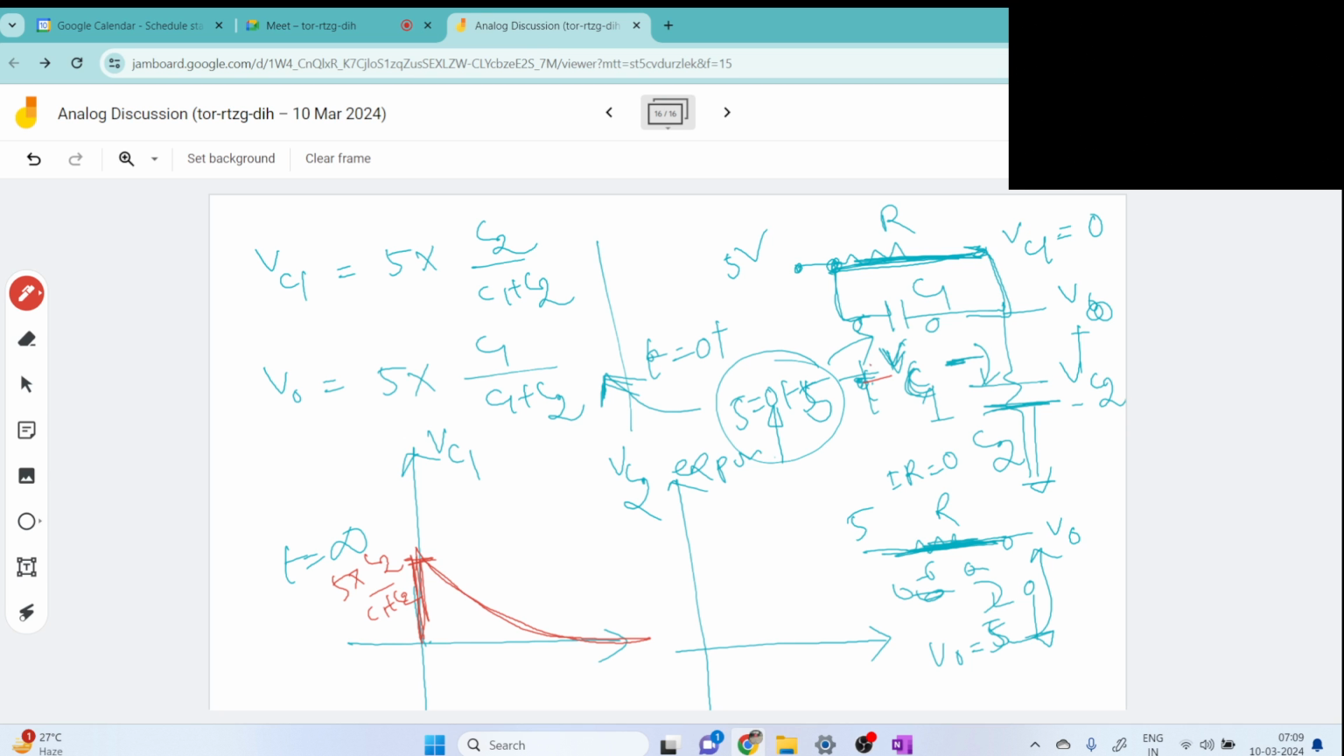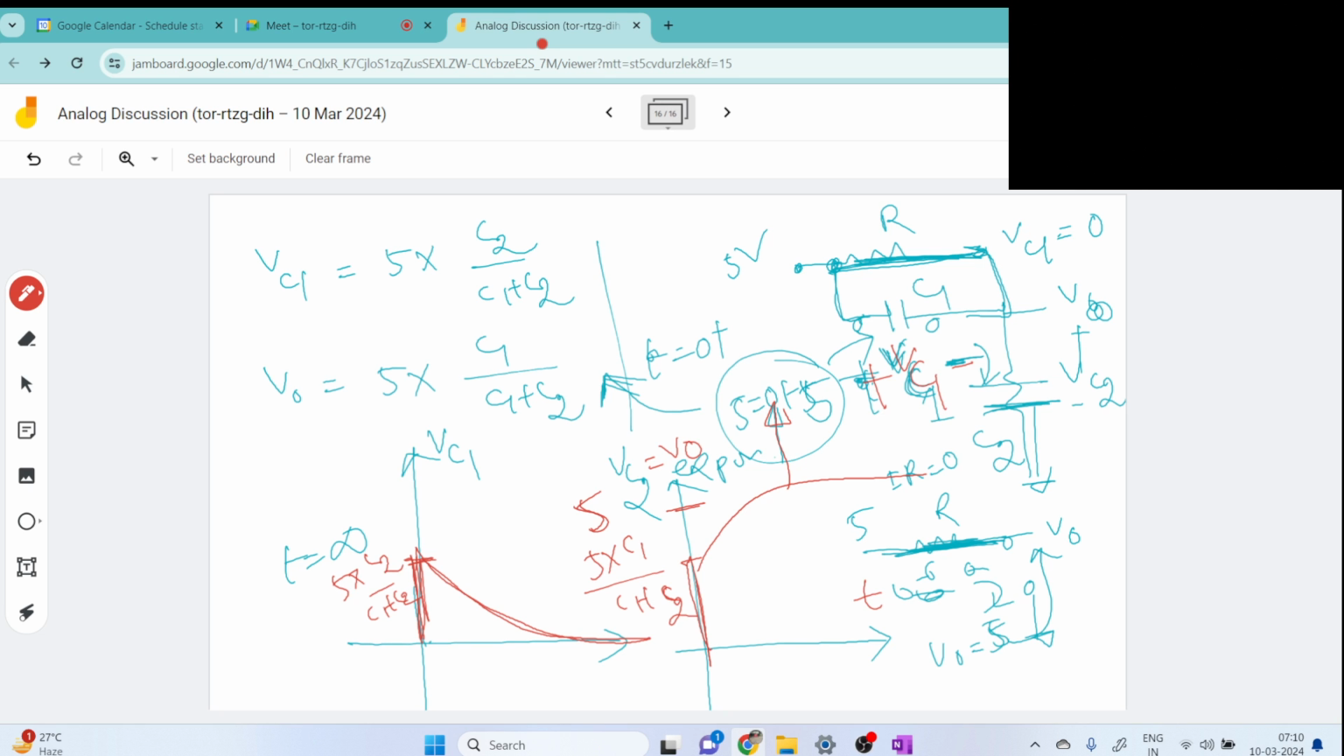We are talking about this VC1. And similarly, the V out charges exponentially, starting at 5 times C1 by C1 plus C2. Then it exponentially goes to 5 volt. So this is the solution, and this is the way you should approach it in the interview.